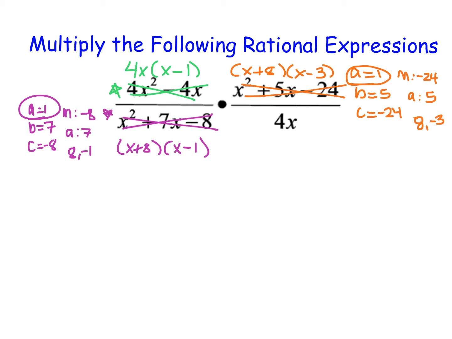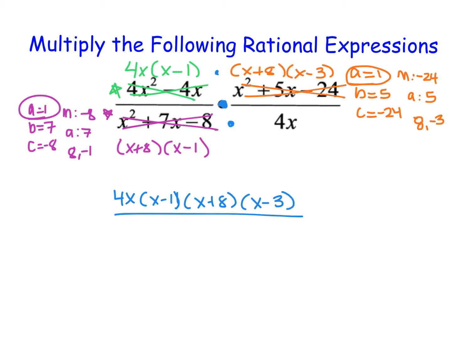So now what I'm going to do is, because this is multiplication, I'm going to multiply the numbers in the numerator and then multiply all of the terms in the denominator. So here my new fraction turns into 4x times x minus 1 times x plus 8 times x minus 3 all over x plus 8 times x minus 1 times 4x.